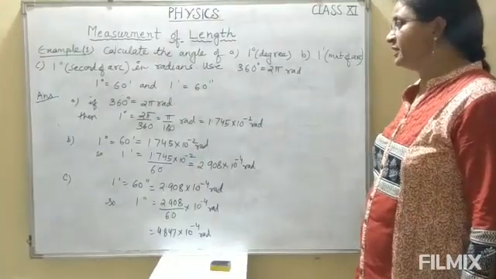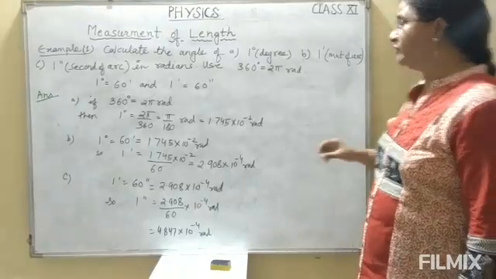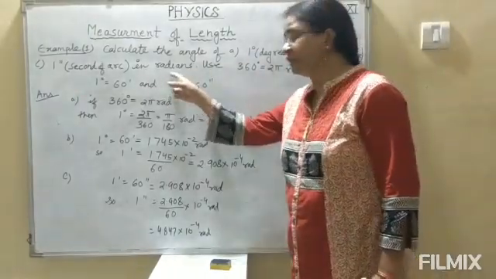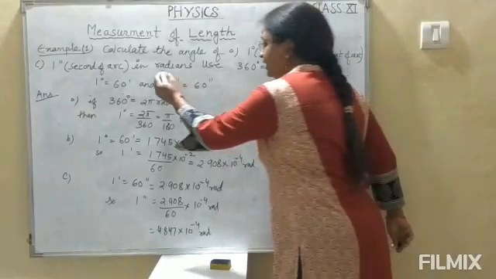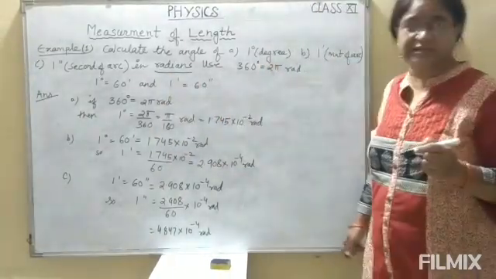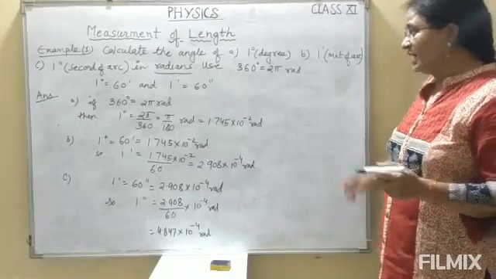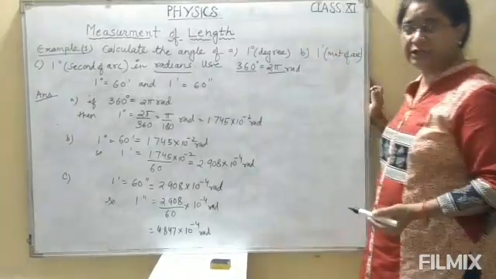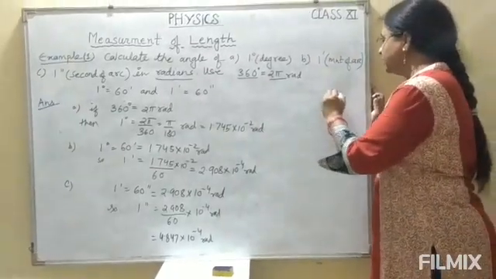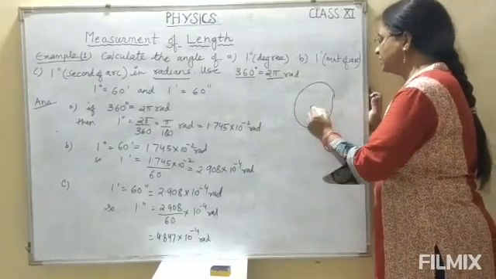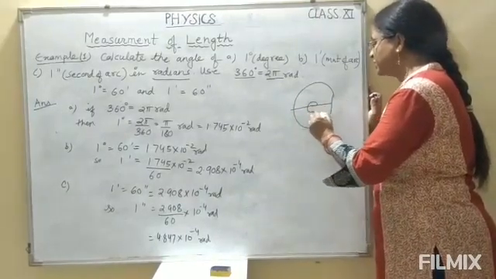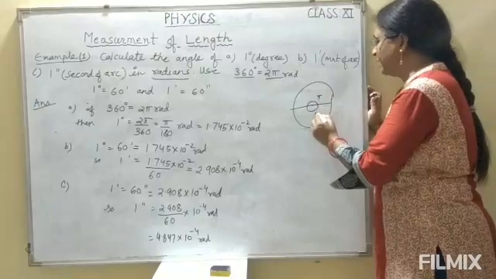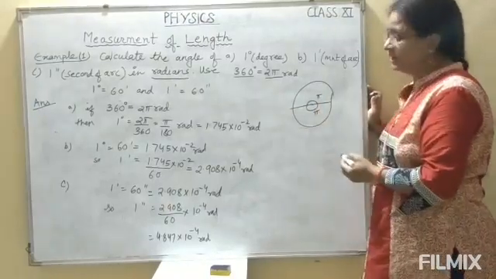Now student, we will learn through this example how we can convert degree, minute and second into radian, as you know that radian is the standard unit for measuring the angle. And as we know, 360 degree is equal to how many radian? 2 pi radian. See here, this is the total angle that is equal to 360 degree, and 360 degree will be rotated by how many radian? That is 2 pi radian. That is pi plus pi, that is equal to 2 pi radian.